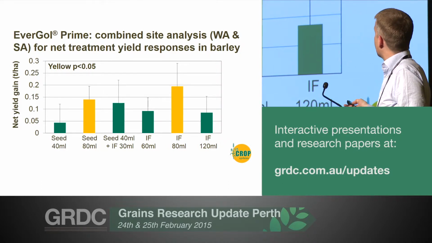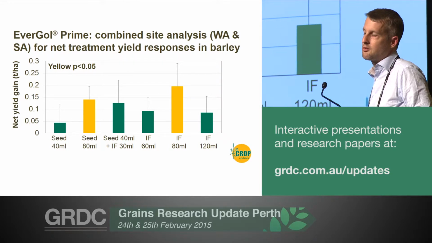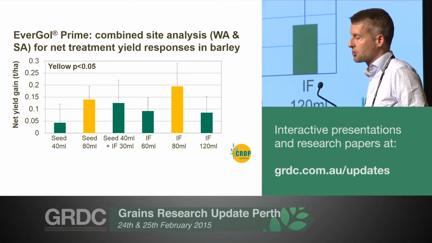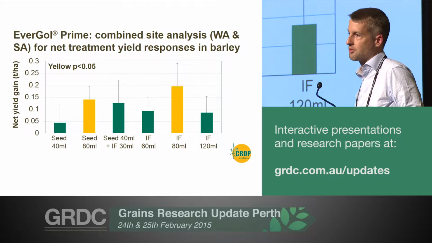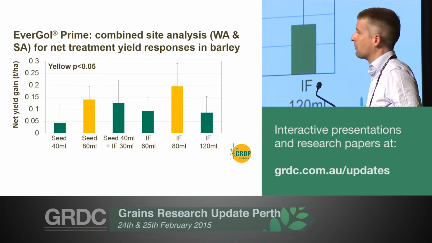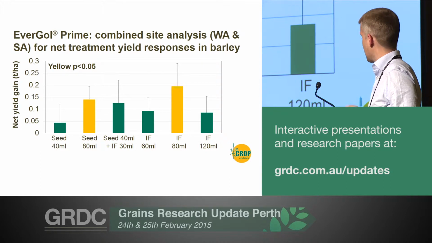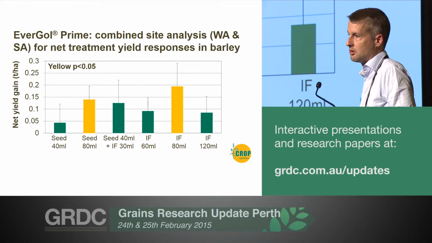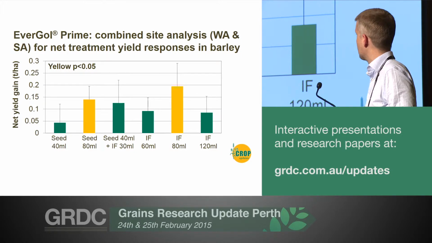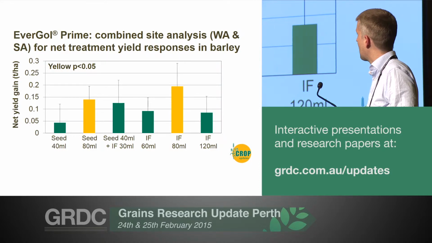What we've got here is a combined site analysis. So it includes for all treatments between 2 to 6 trials from WA and South Australia, so it's combined together. And it's the net yield gain over the nil plots, okay? So that's why there is no nil at the bottom. We've got the 2 seed treatments. You've got a registration for low and high.